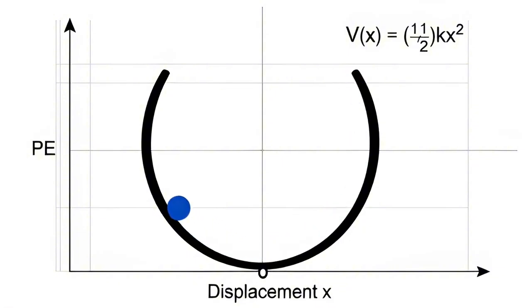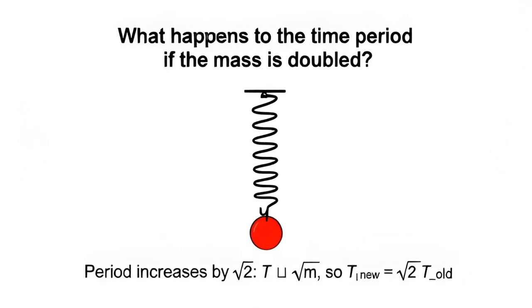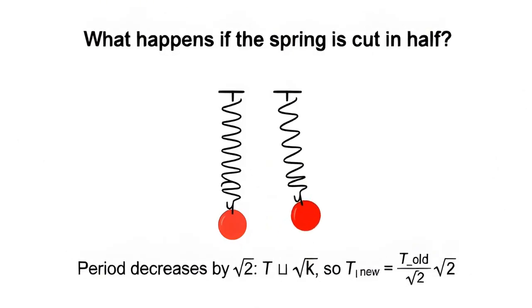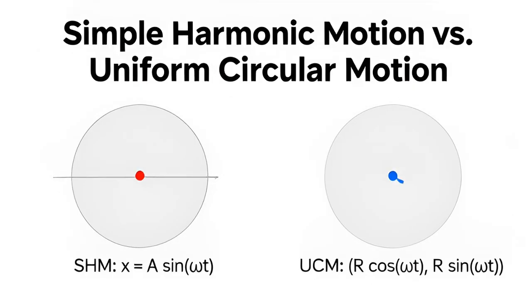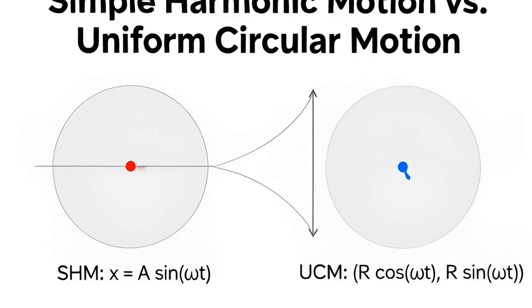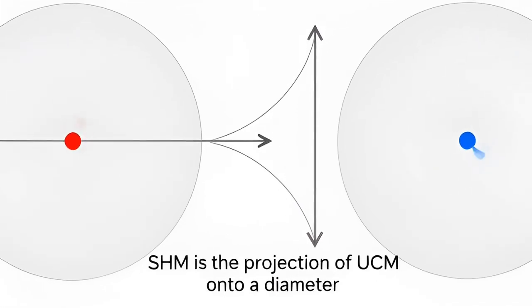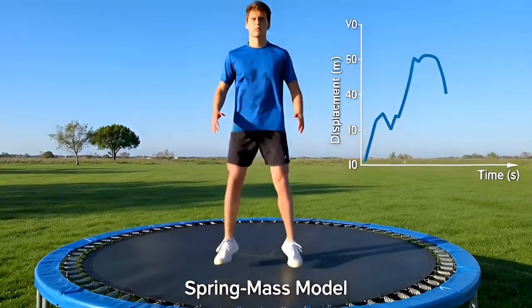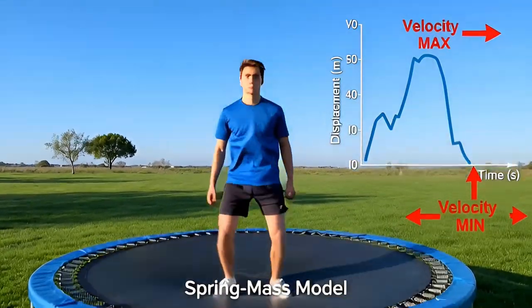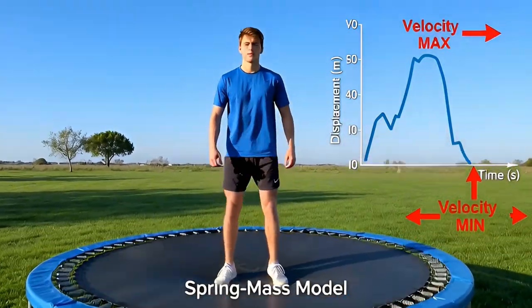The acceleration is proportional to the displacement, negative, and directed back toward the equilibrium, which is precisely the definition of SHM we started with. The maximum acceleration occurs at the extreme positions, where x equals plus or minus a, and equals omega squared times a in magnitude. At the mean position, where x equals 0, the acceleration is 0.